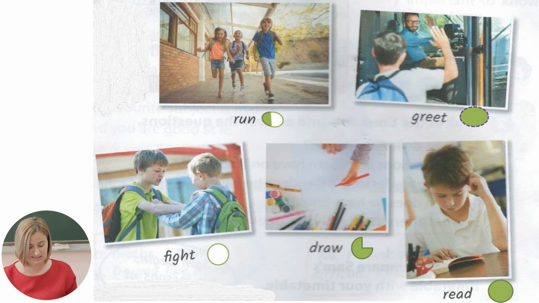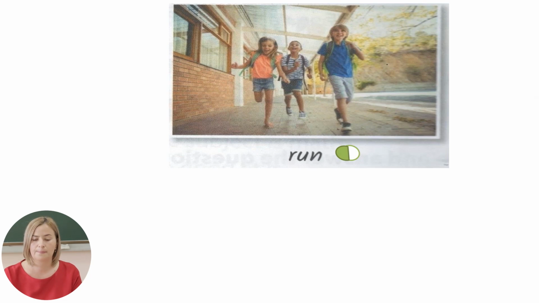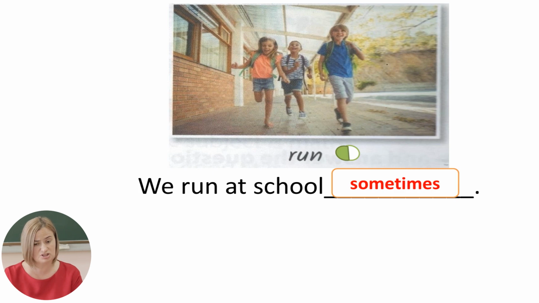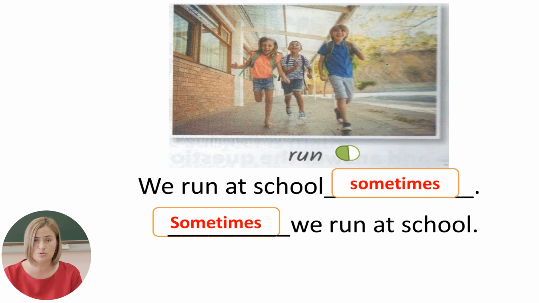Now let's practice. Look at the screen and create sentences. There are some pictures on the screen and symbols of how frequently we do things at school. Let's start. Run. We run at school sometimes. Or you can say, sometimes we run at school. Both variants are correct.